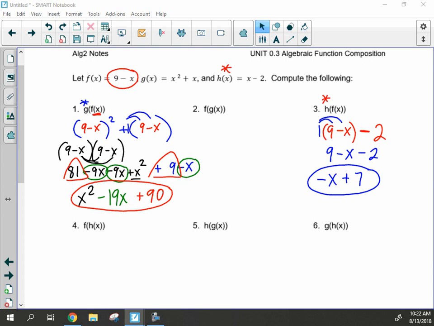We're going to write the F problem. So the F problem is 9 minus parentheses, and then what goes inside of it? X minus 2. Okay? So I'm going to put the X minus 2 on the inside. And then pretend we have a 1 in front of it, which makes it a negative 1. So this is negative 1x, and then we distribute that to the negative 2, which makes it a plus 2.